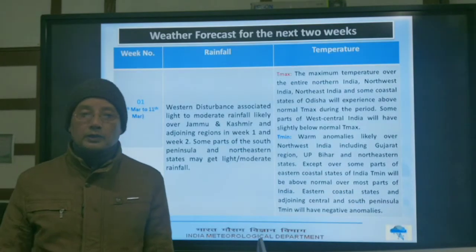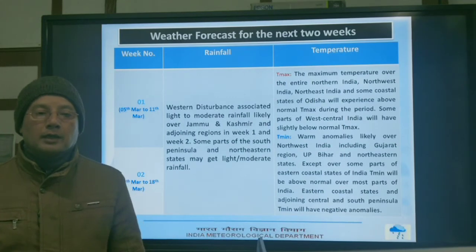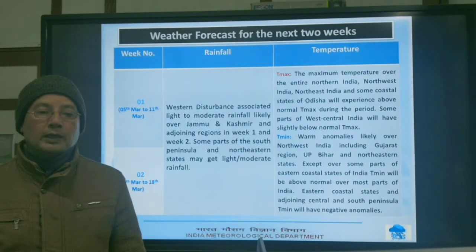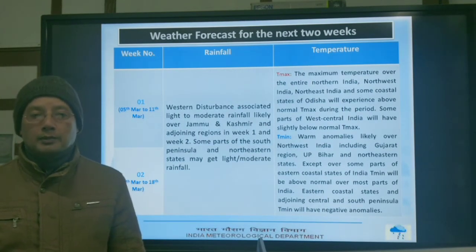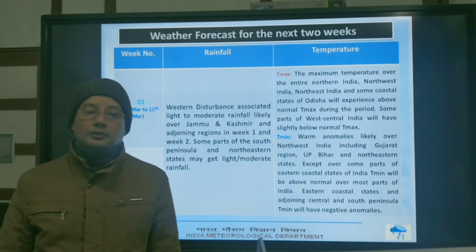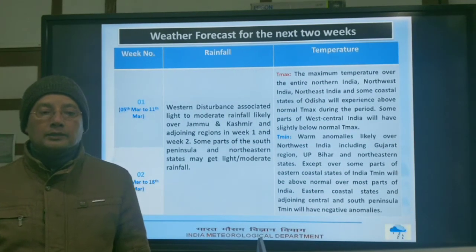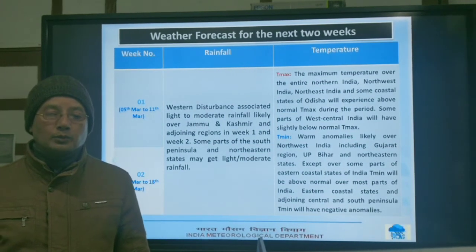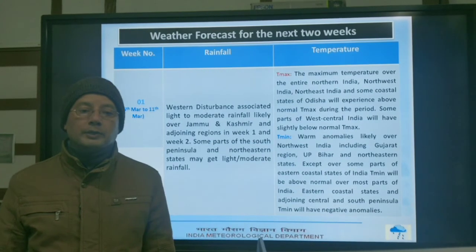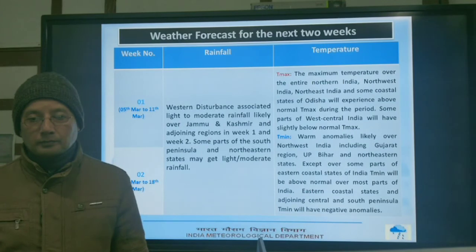Then we have weather forecast for the next 2 weeks commencing 5th March, ending 11th March, first week, and second week 12th March to 18th March. We come to the rainfall part. Western disturbance associated light to moderate rainfall likely over Jammu and Kashmir and adjoining regions in week 1 and week 2. Some parts of the South Peninsula and northeastern states may get light to moderate rainfall.